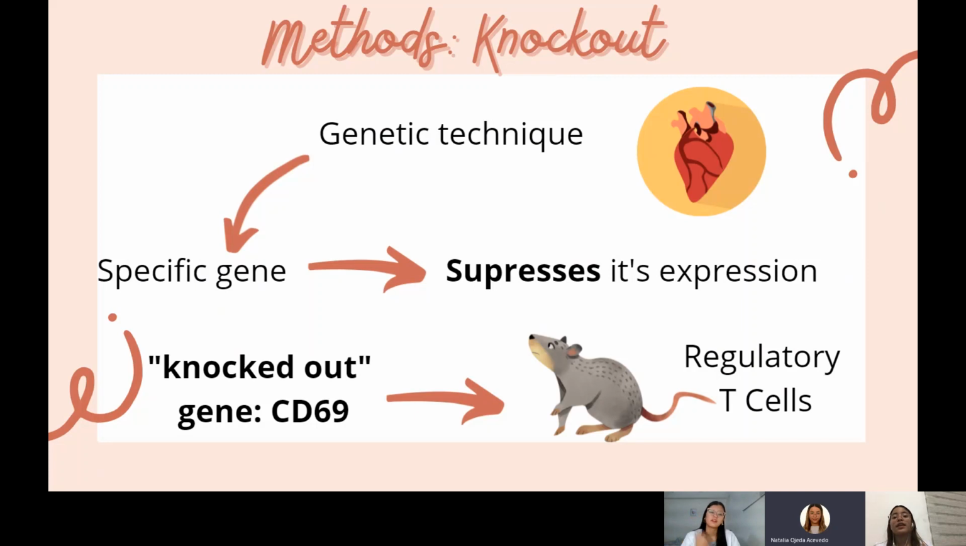This study was carried out in mice with a knockout in the gene that encodes the CD69 antigen in regulatory T cells, to inhibit the regulatory action carried out by this transmembrane protein in order to achieve an exacerbated immune response in the mice used in this study with myocarditis.